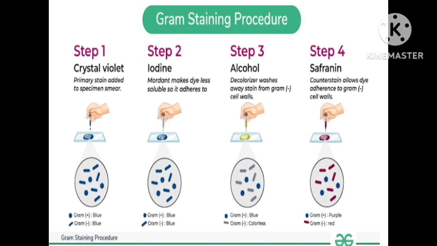Gram staining procedure, these are the instructions when you are performing it. Step 1 is the crystal violet, step 2 is the iodine, step 3 is the alcohol, and step 4 is the safranin, which you observe in the slide. The views are also there, you have to observe that. Then crystal violet, what is written there, you have to go through that.